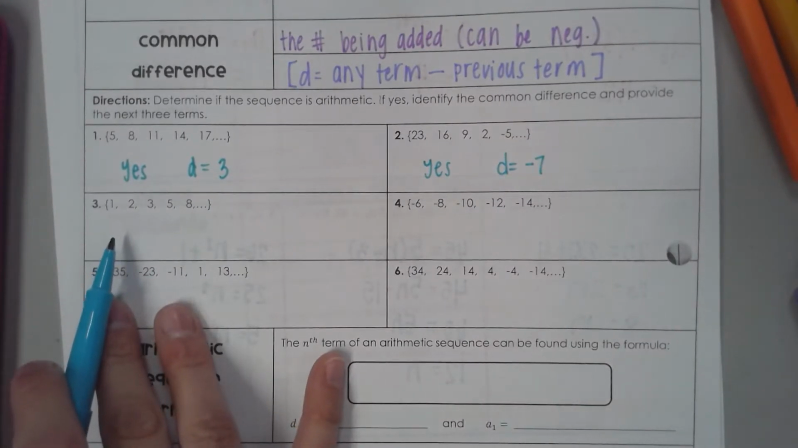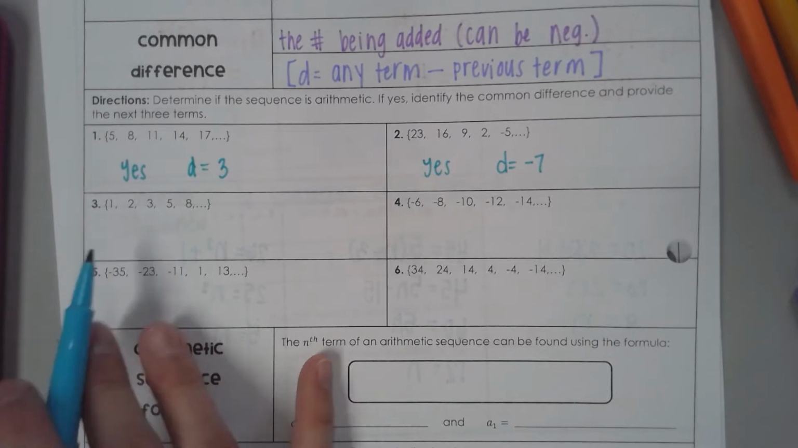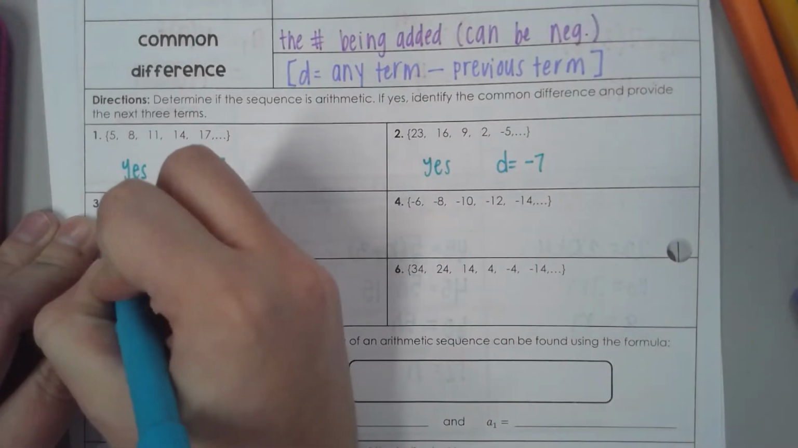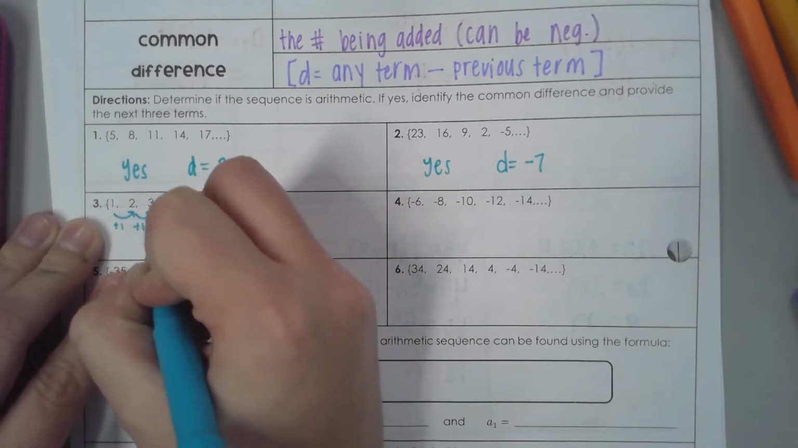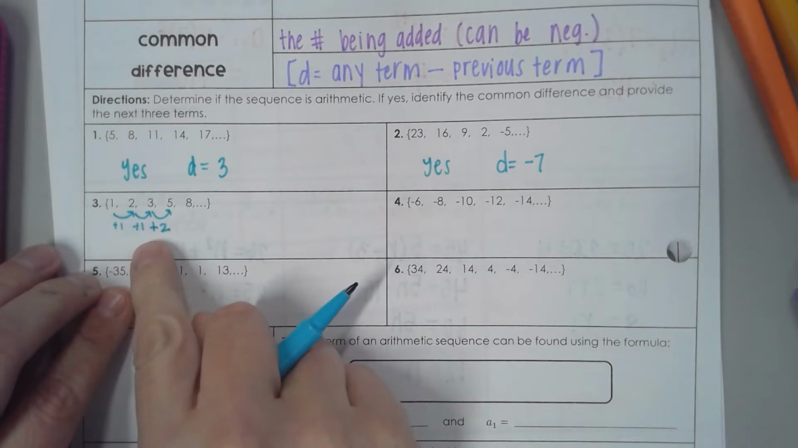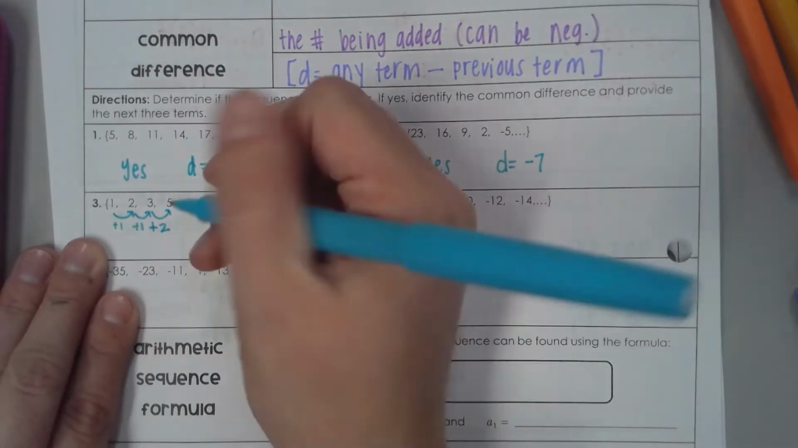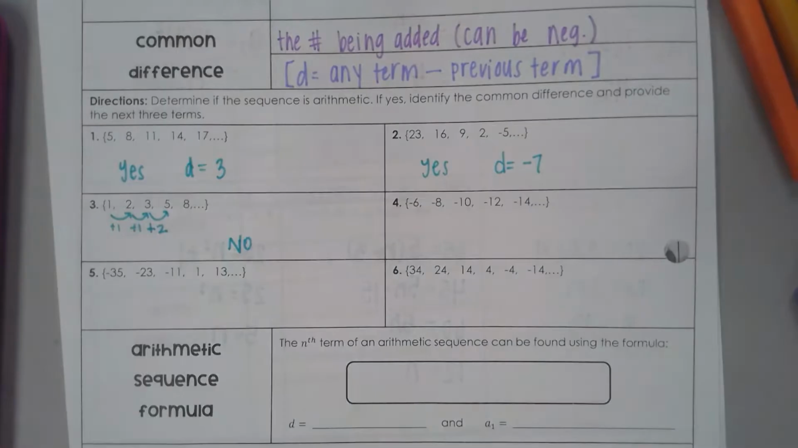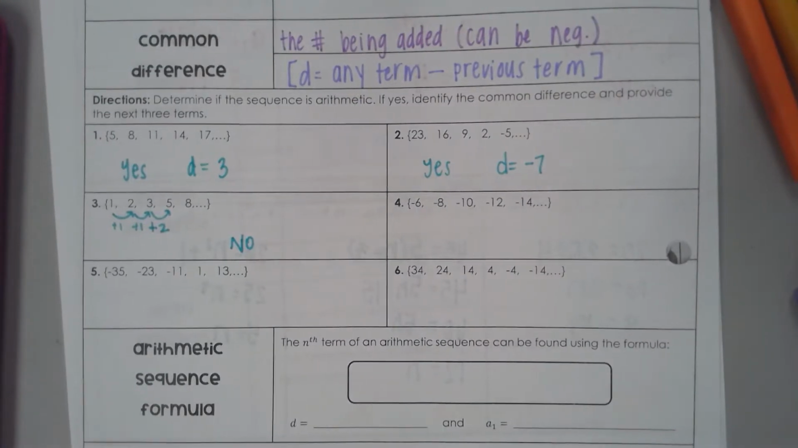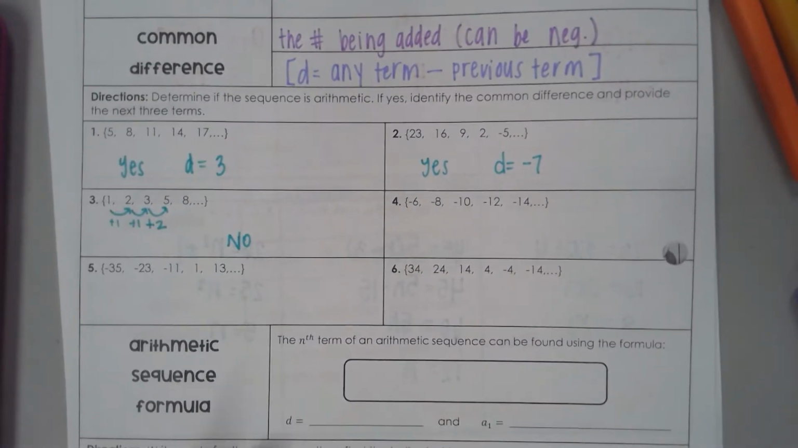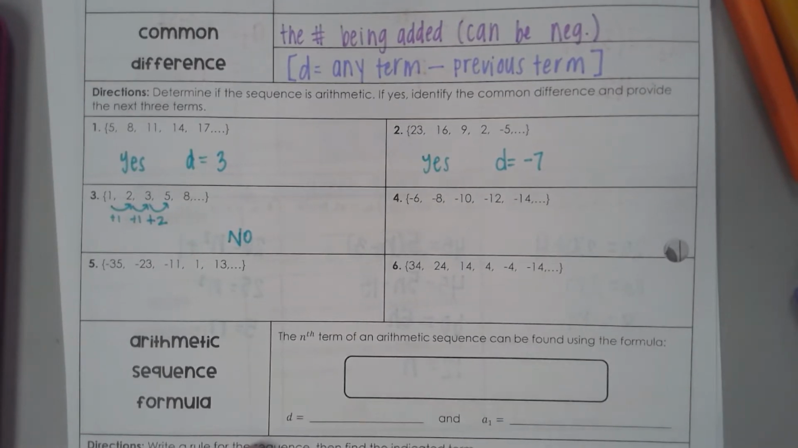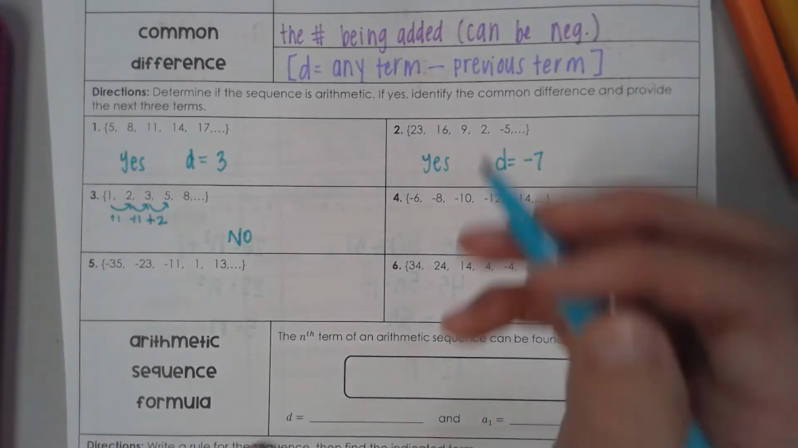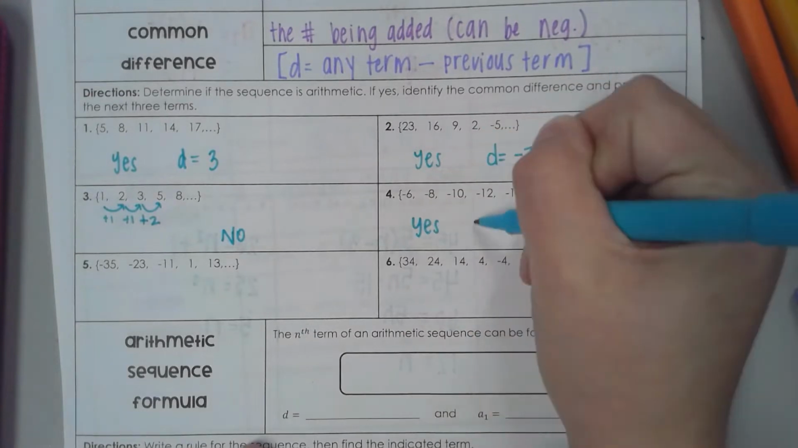Number 3. It's not, because this right here would be plus 1, plus 1, plus 2. So as soon as you add a different number, it's not arithmetic. What about number 4? Yep. What's the common difference? -2.